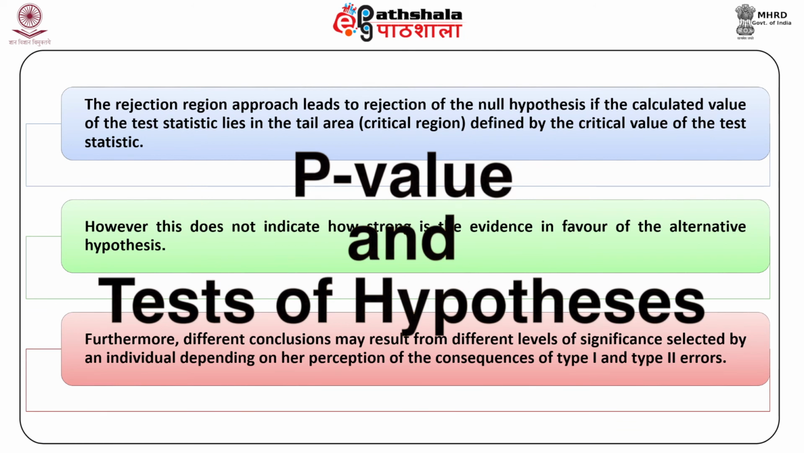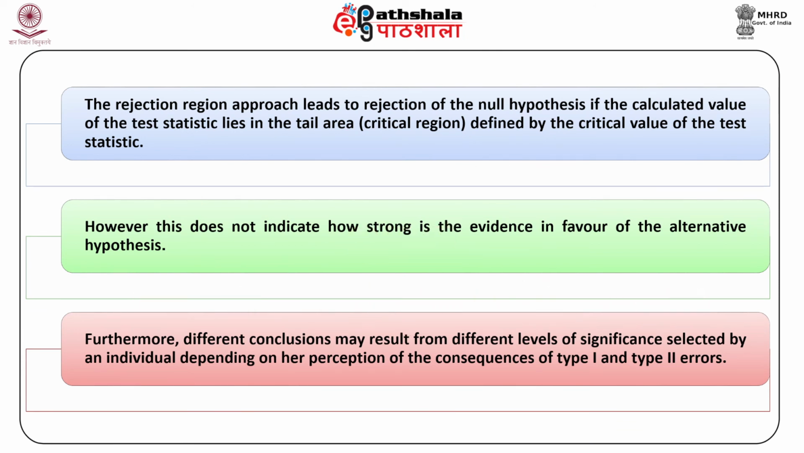P-value and tests of hypothesis. The rejection region approach leads to rejection of the null hypothesis if the calculated value of the test statistic lies in the tail area, that is the critical region, defined by the critical value of the test statistic, for example z alpha or minus z alpha or plus minus z alpha by 2. However, this does not indicate how strong is the evidence in favor of the alternative hypothesis.